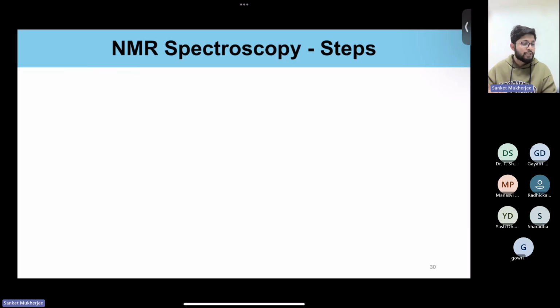Now for data points, we need to have sequential resonance assignment. What does this mean actually?